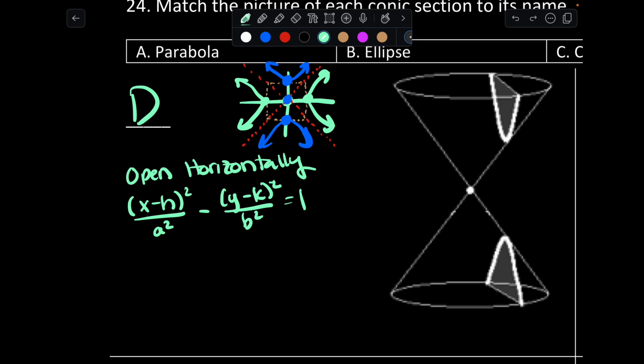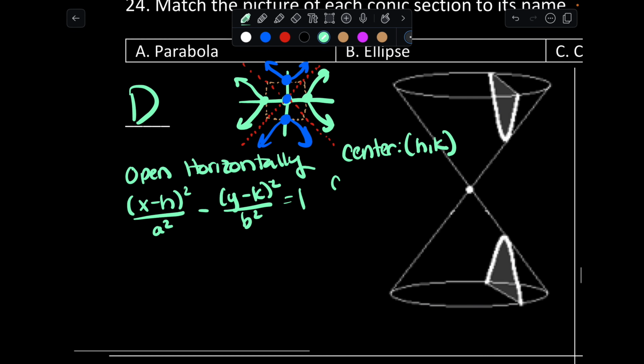And hopefully you recognize your h and k. Think of your vertex form from Algebra 2. H and k is going to be your vertex for the parabola, but in this case, it's going to be your center. So h and k will be the center for our hyperbola. So let's go ahead and do that. So your center will be (h, k).